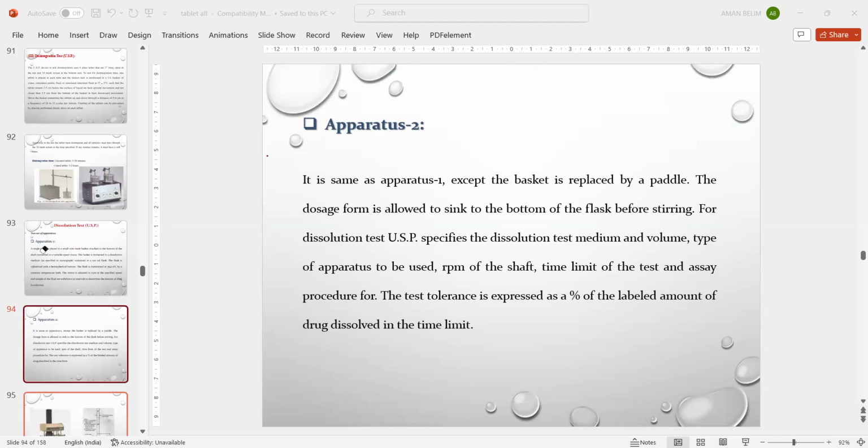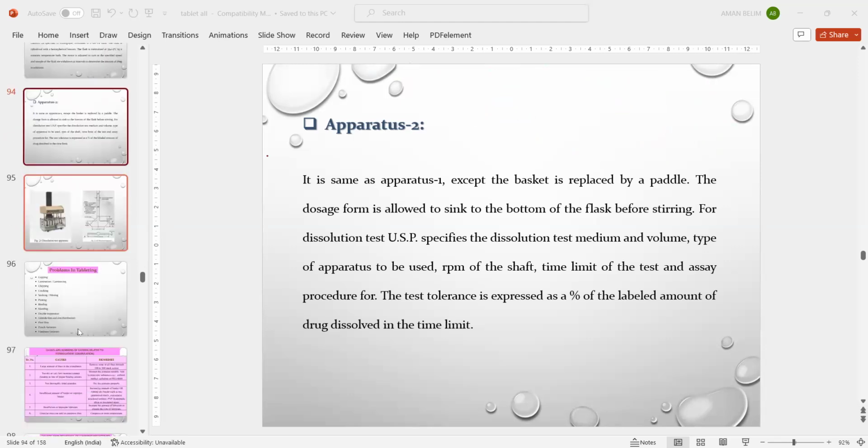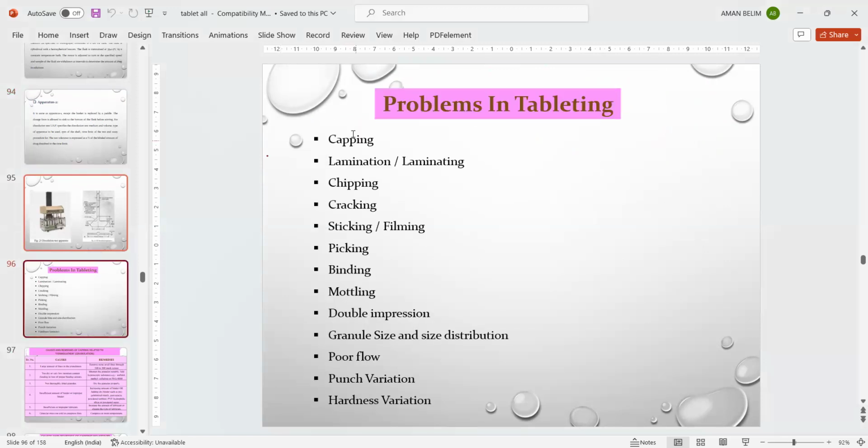Now we move towards tablet coating problems and remedies, during tablet manufacturing, and then coating defects and their remedies. Then we'll start with micromeritics. These are the general problems. This is capping, as we discussed yesterday in the MCQ class. We have discussed capping and lamination already.